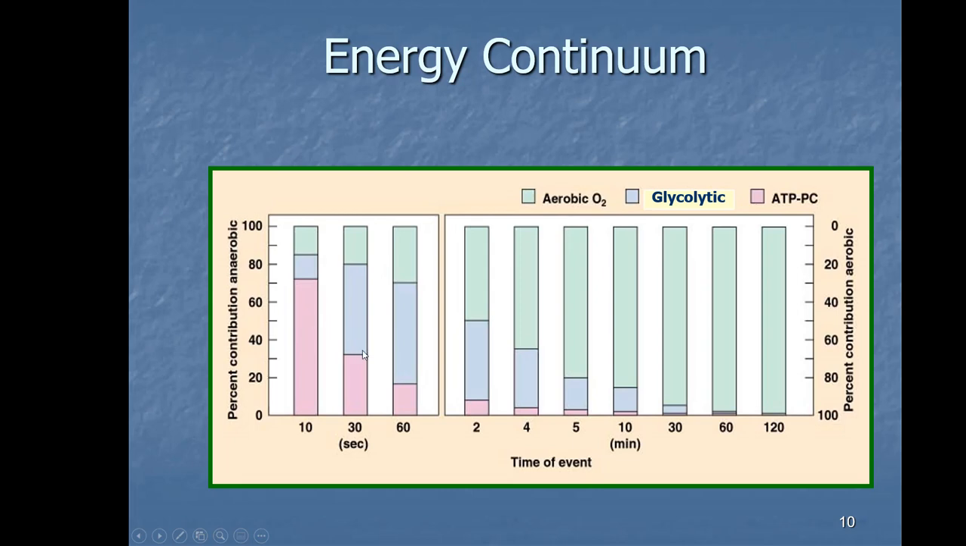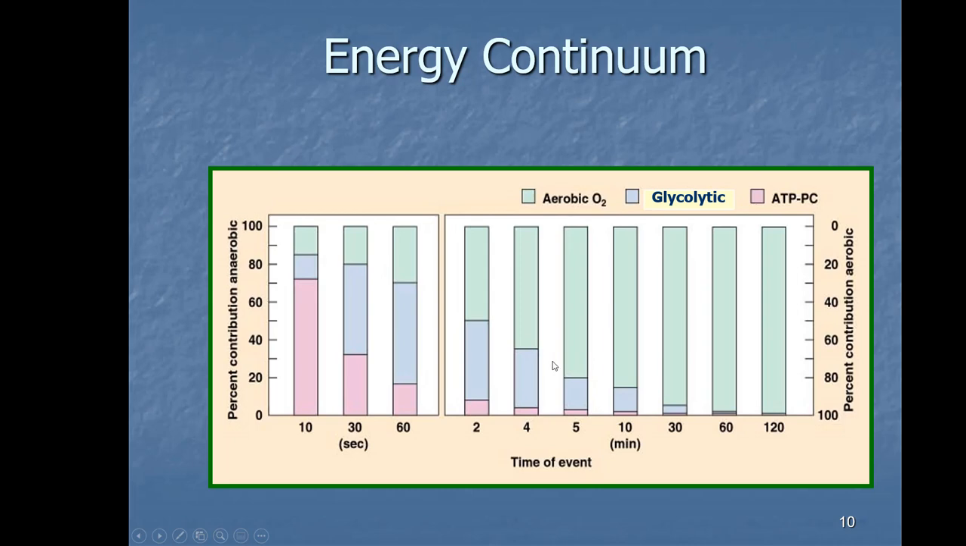Then as you get into 30 seconds, 60 seconds, the glycolytic pathway is going to be mainly responsible. Then after you get to about 2 minutes, you can see the oxidative pathway really just takes over and is mostly responsible, and I would never say 100%, but mostly responsible for energy transfer after a few minutes of exercising, even at a high intensity.